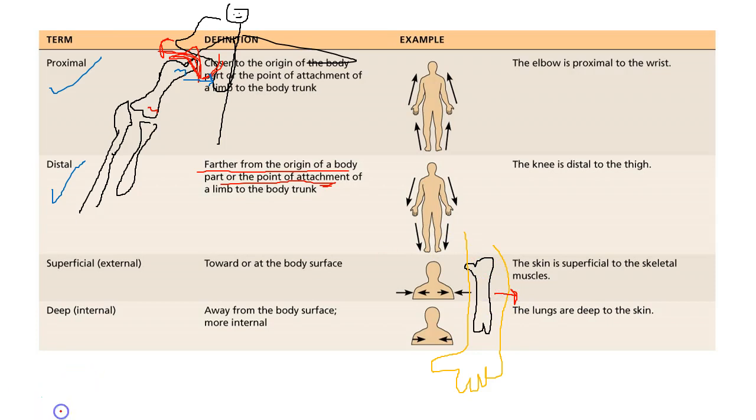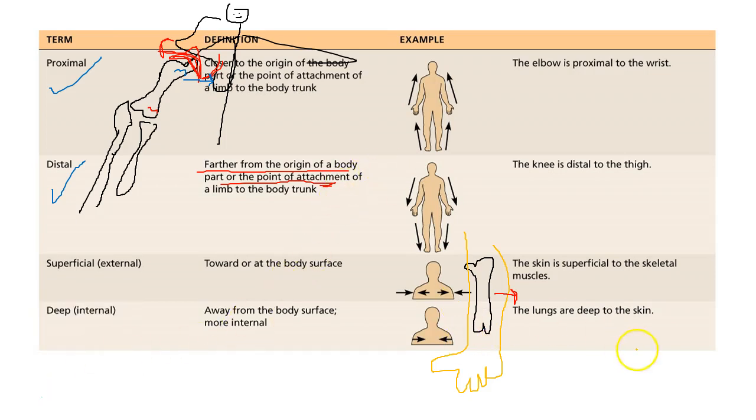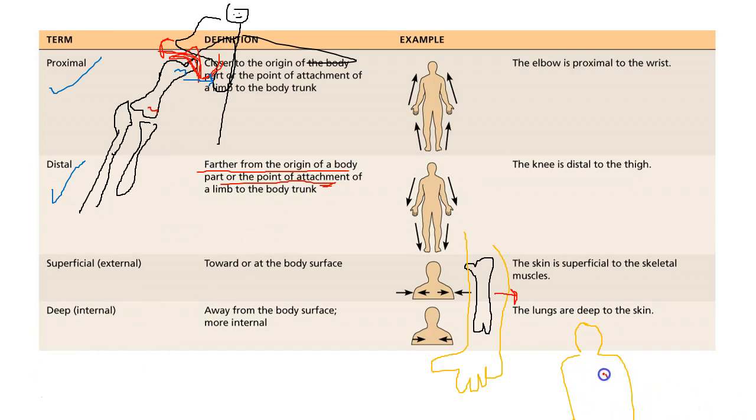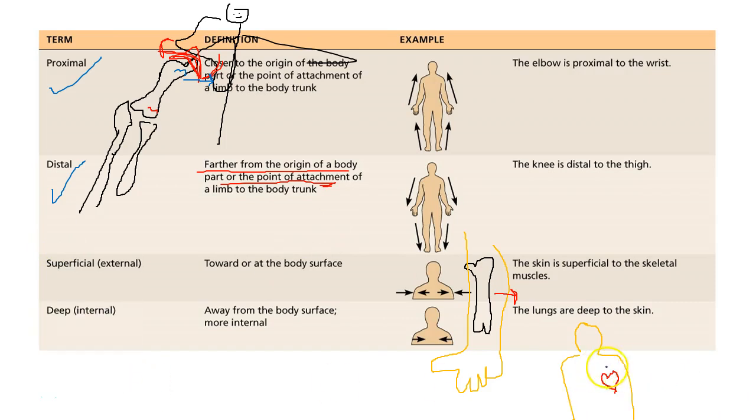So say we draw another person, an actual person right here. Say we draw a heart, right? There's a heart inside this person. Not anatomically correct, but whatever. It's a heart. So that heart is deep inside. It's deep in comparison to the skin, right? It's under the skin. So that's pretty easy.